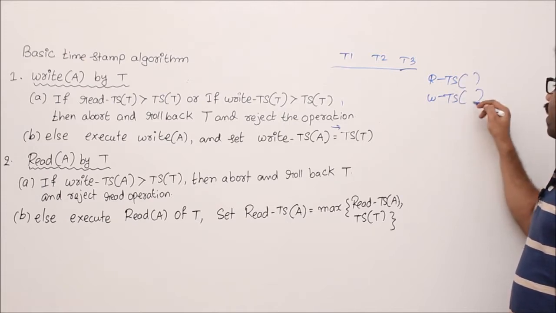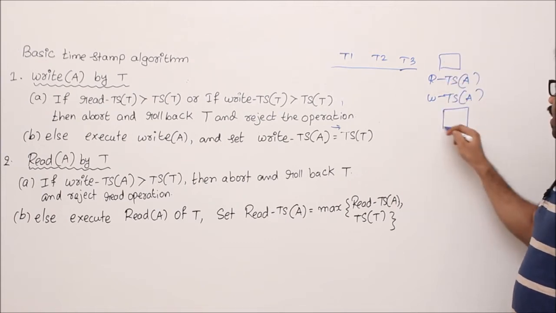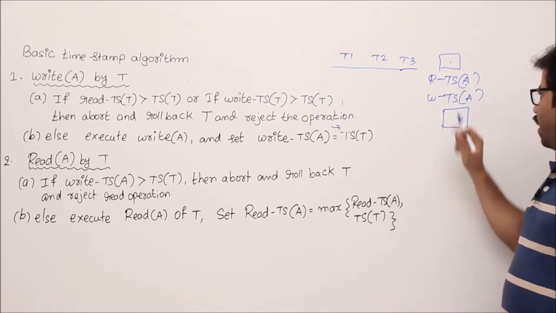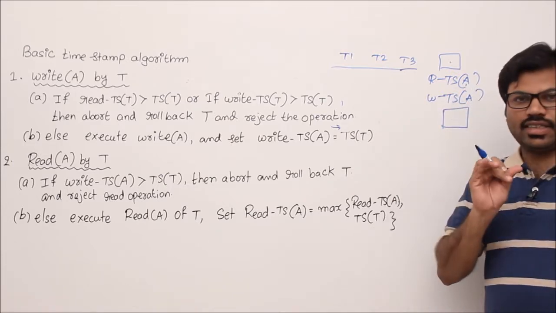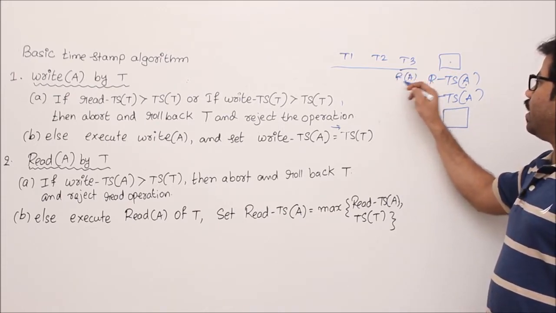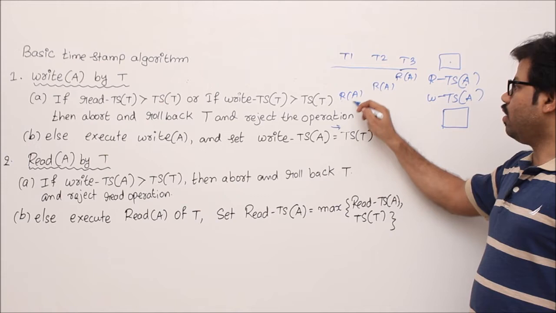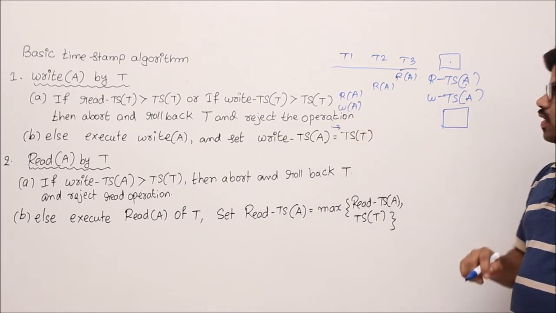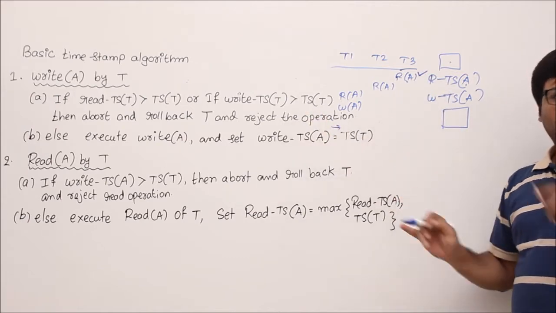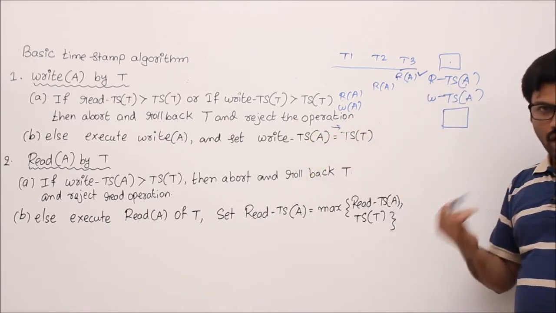What is the semantic of read timestamp and write timestamp of A? I will tell you. Read timestamp of A is nothing but the youngest transaction currently who read this database item A successfully. And write timestamp of A is nothing but the youngest transaction which wrote database item A successfully. So if you have this kind of operations, T3 read of A, T2 read of A, T1 let's say read of A, not a problem, then this one is going to have a problem, right? First, see, read of A, it is successful.